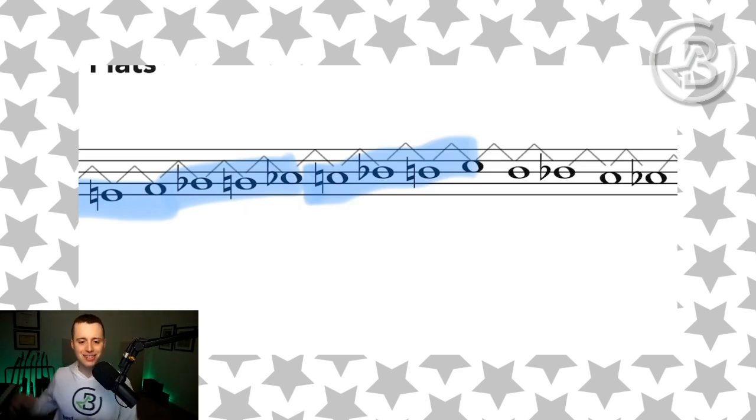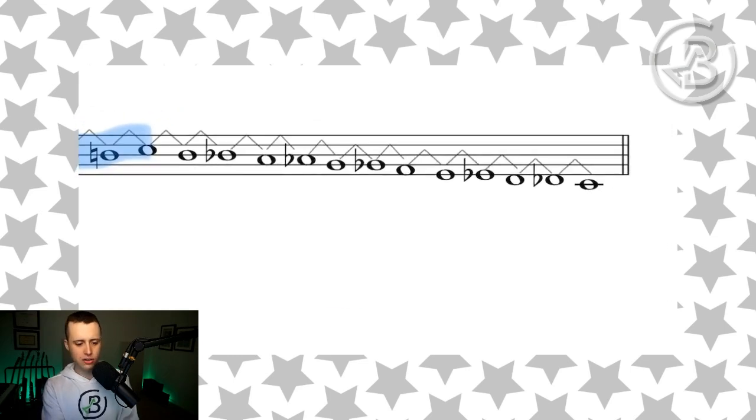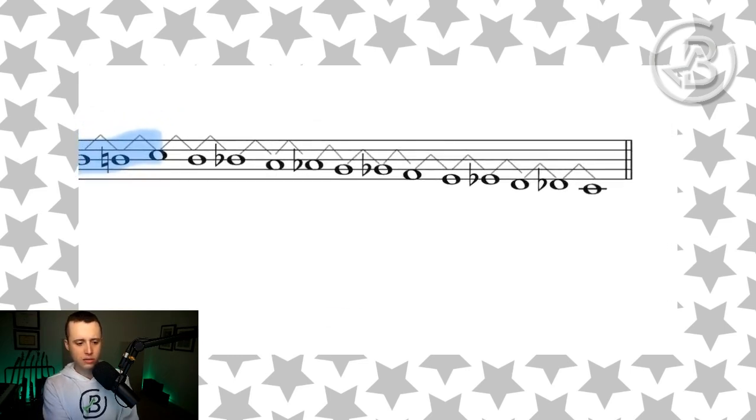That's an ascending C chromatic scale. Now we're going to go down. We're going to descend the chromatic scale. So we start on C, then we go to B flat, to A flat, G to G flat, F, E, E flat, D, D flat, and C.